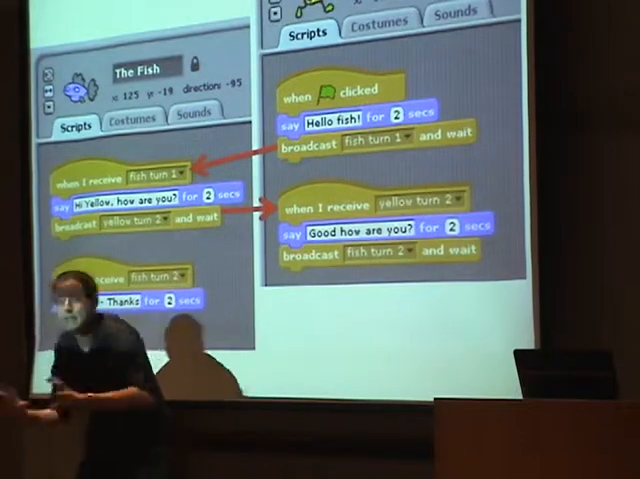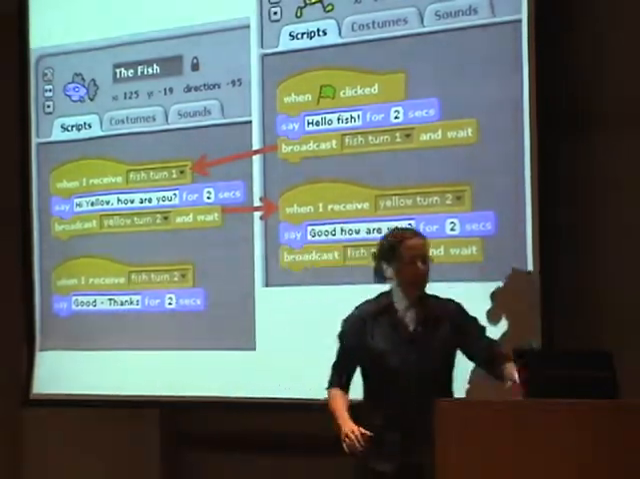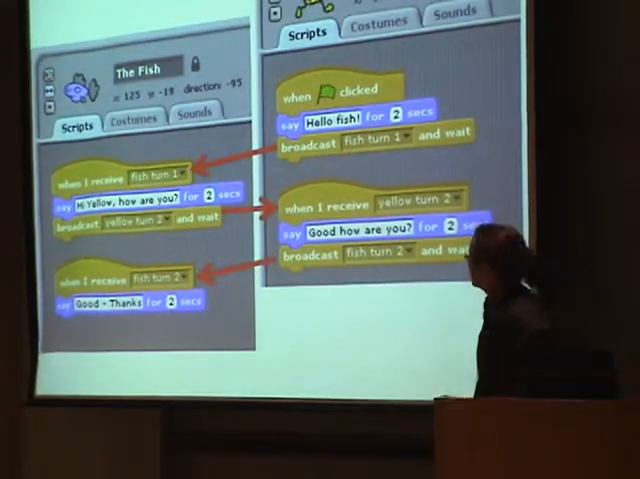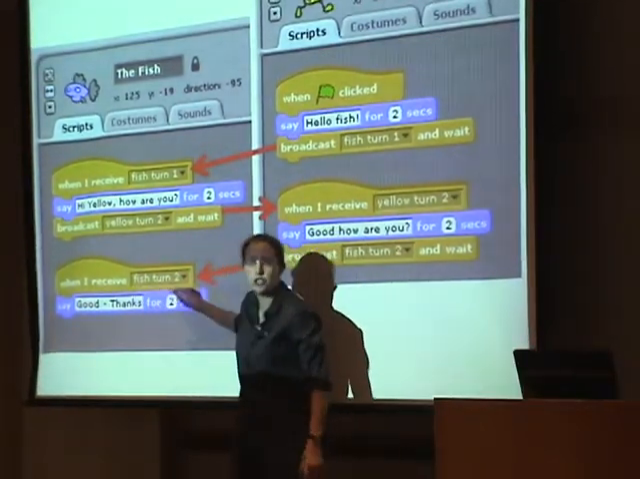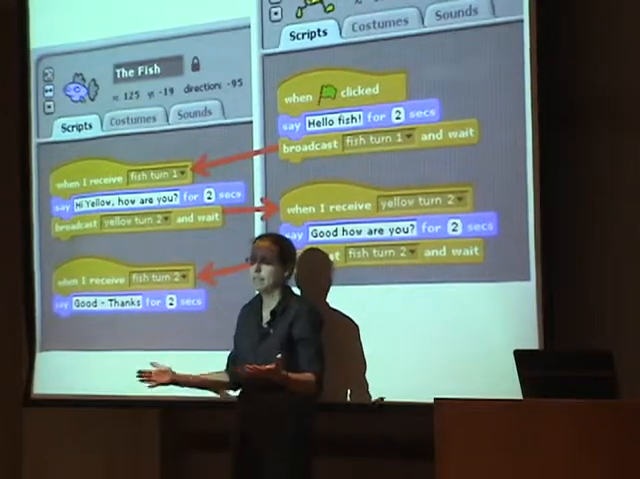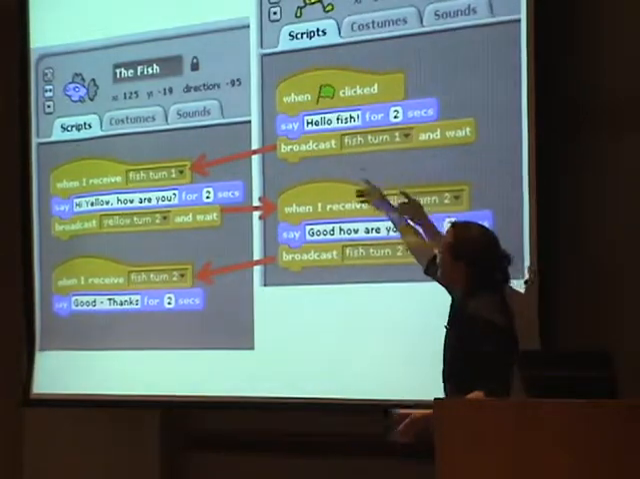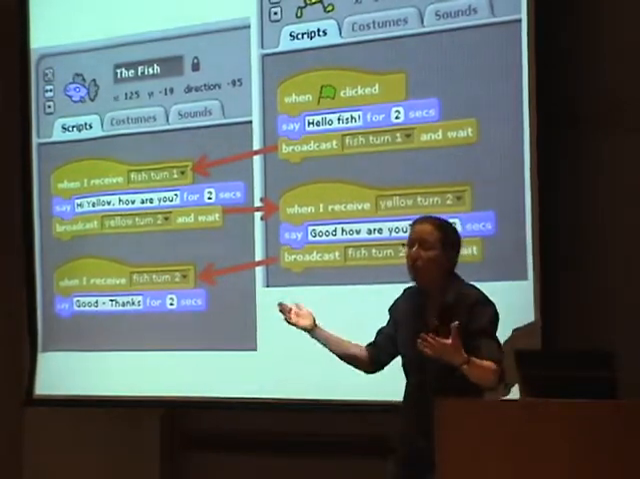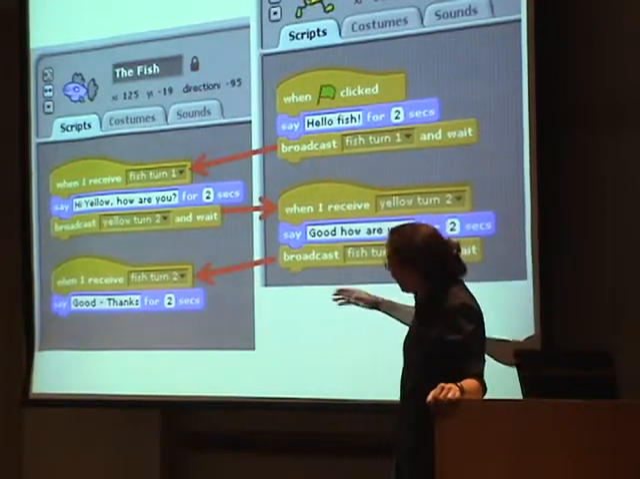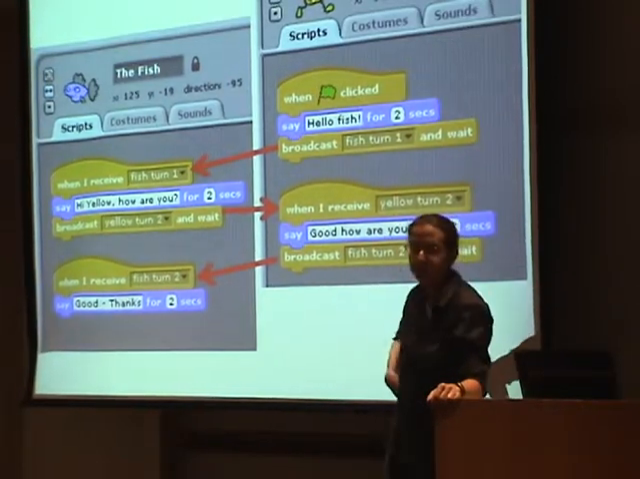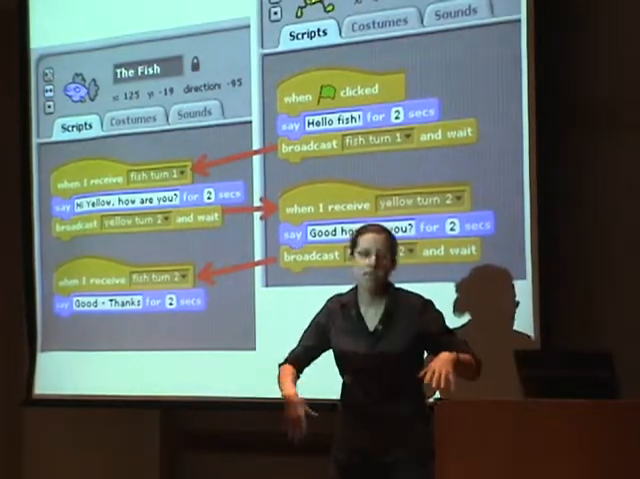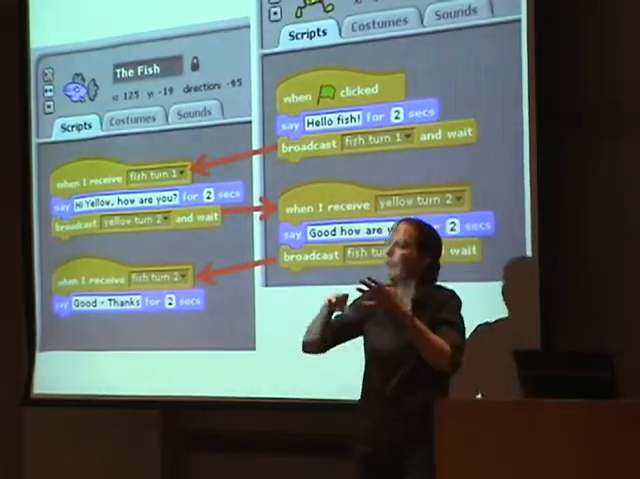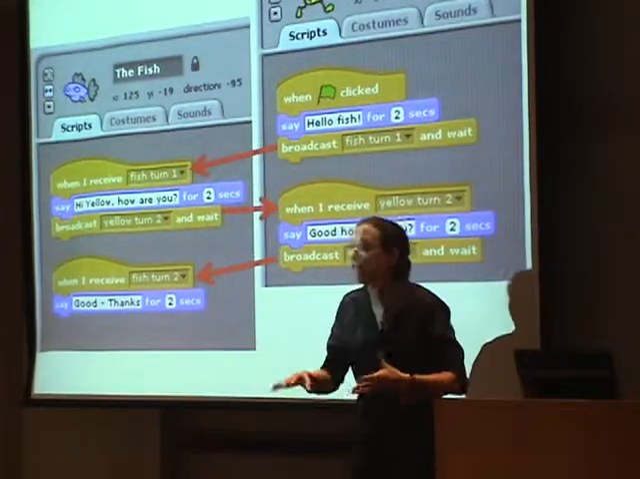It says it and then tells the other character to say something. So here, our last step, it says fish turn 2, and any of the when I receive fish turn 2 hats will play. Just like when I click the green flag, anything connected to a when green flag clicked hat will start. Does that make sense? So this is the basic building block for making little presentations, plays.